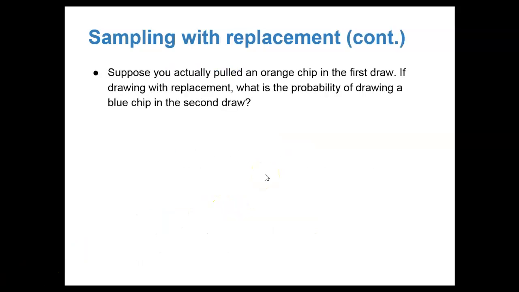Now continuing with sampling with replacement, suppose that we actually pulled an orange chip out of the bag in the first drawing. If we're drawing with replacement, what's the probability of drawing a blue chip in the second drawing? Well, in the first drawing, there were 2 orange chips out of 10, but we put that orange chip back in the bag, so before the second drawing occurs, we have the exact same distribution of colored chips in the bag that we had at the beginning.